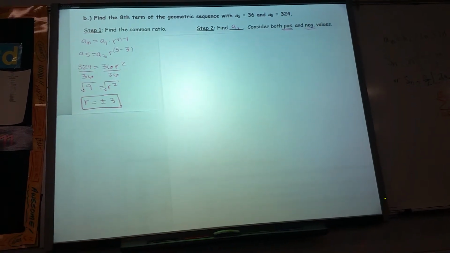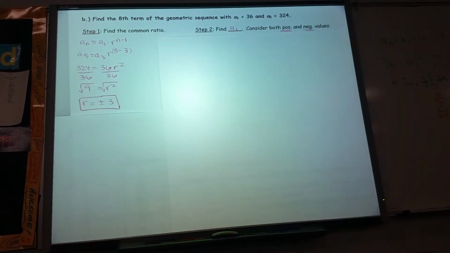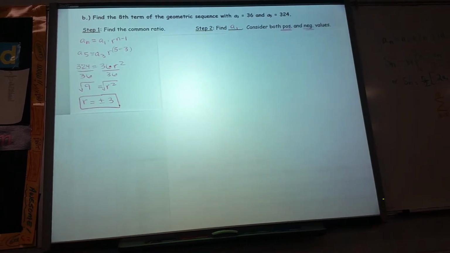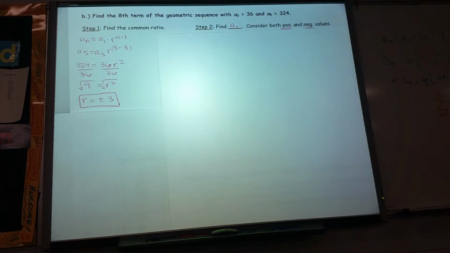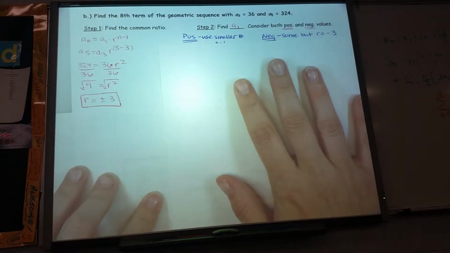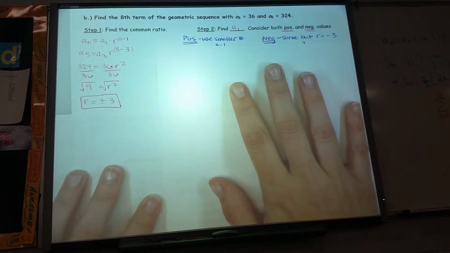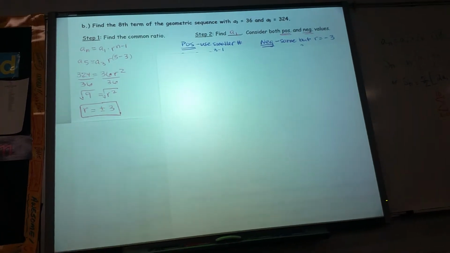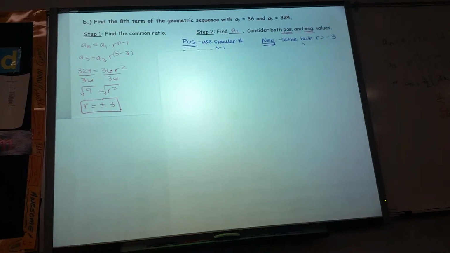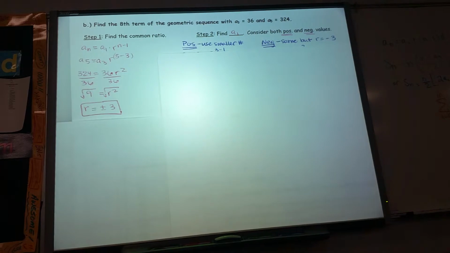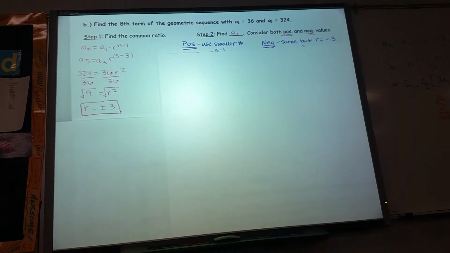Okay, now that's going to change what step 2 looks like. So now for step 2, when you're finding a sub 1, you're going to consider both the positive and the negative values. Okay, so for both of them, you're going to use the smaller number. And for your positive one, you are going to plug in your 3, your value for 3.